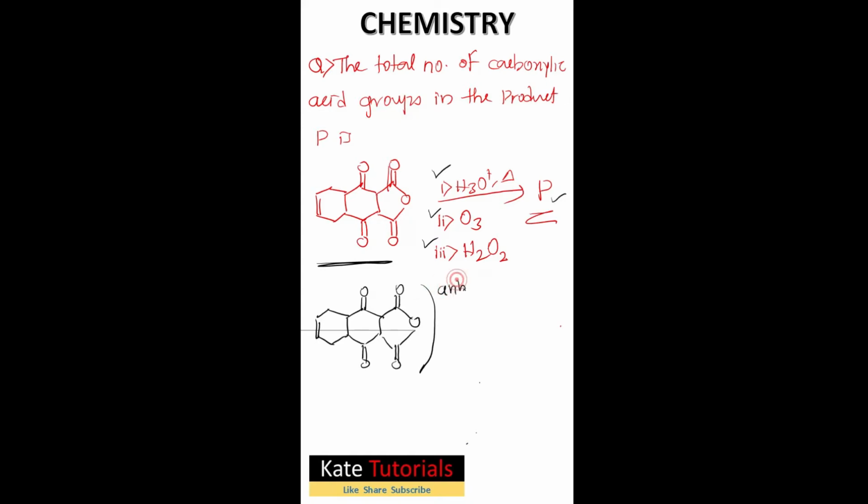So when we do hydrolysis of this anhydride with H3O+, this carbon-oxygen bond will be broken. OH comes here and H comes here. From where do we get OH and H? That is nothing but water. So OH goes here and H comes here like this. So we will get this product.